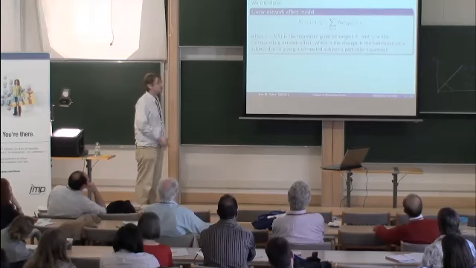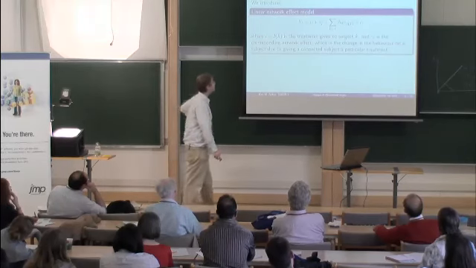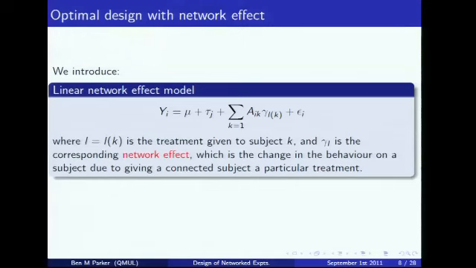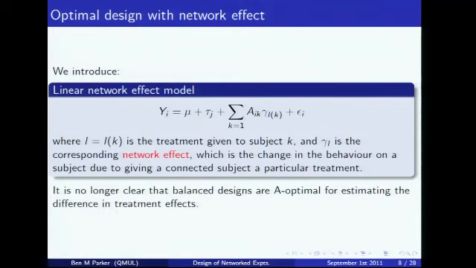So we're going to introduce the linear network effect model, which says that our response is, as before, some mean plus the treatment effect tau_j for giving treatment j to subject i, plus an effect gamma_L for all nodes which are connected to that node. So I get an effect from whatever treatment's applied to me, plus the sum of the network effects of the treatments applied to all my friends. So it's a fairly reasonable, simple formulation.